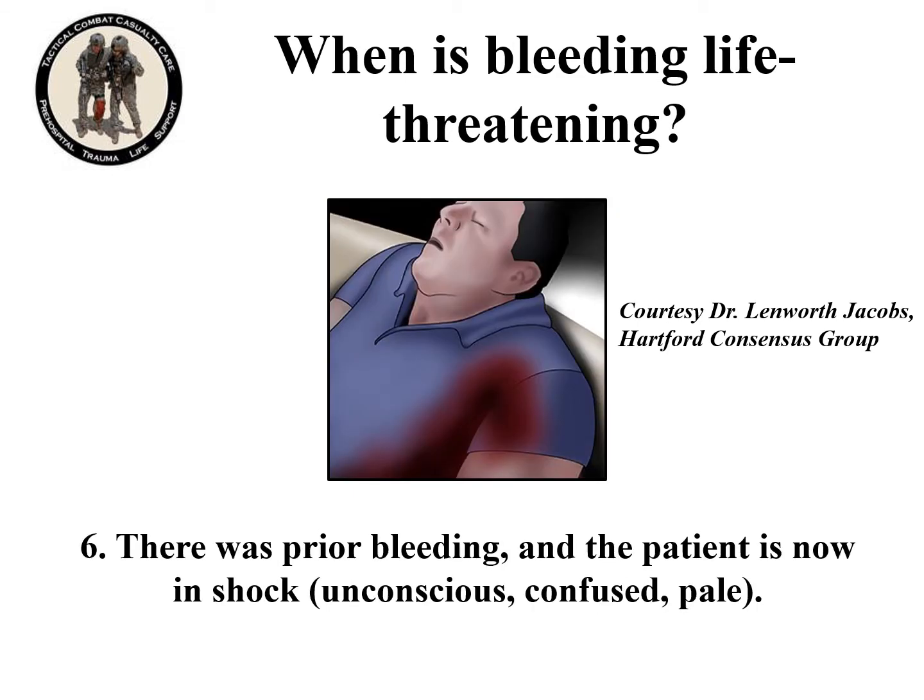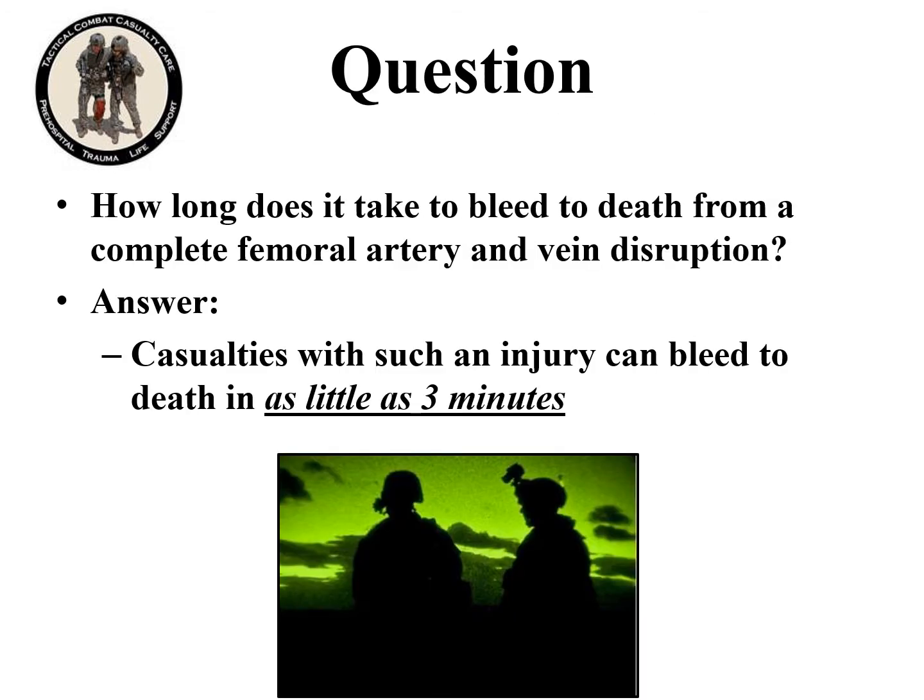There was prior bleeding, and the patient is now in shock. It means your casualty is unconscious, confused, pale. How long does it take to bleed to death from a complete femoral artery and vein disruption? The answer: casualties with such an injury can bleed to death in as little as 3 minutes.